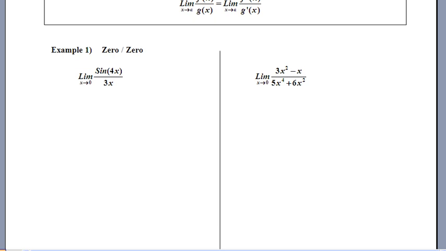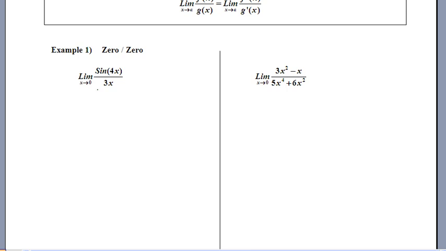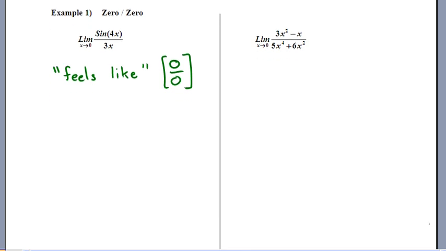So if you were to just do a direct substitution with this limit, it doesn't work. The sine of 4 times 0 is 0, and the sine of 3 times 0 is 0. So I'm just going to be really casual with my language here and say, using air quotes, hey, this thing feels like having a 0 divided by a 0, right? That's kind of the form that it looks like. And so how are we going to attack this? Well, we can use L'Hopital's rule.